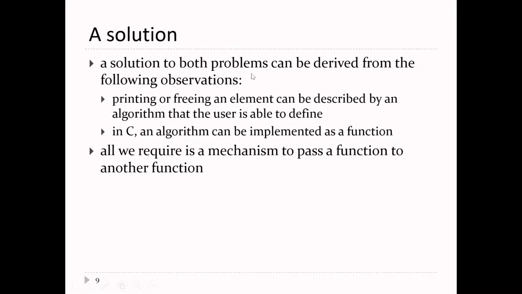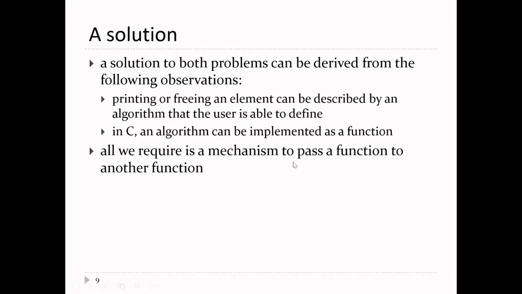Now, how do you implement any algorithm? Well, you just implement a function. In C, you implement an algorithm as a function. In Java, you implement it as either a method or as an object, and similarly in Python, you can also implement it as a function. So what you need here is a mechanism to pass a function to another function. If I have a stack print function, I can ask the user for a function that can print an element. Inside my print function, I can then use their function to print the elements. So that's the trick here.